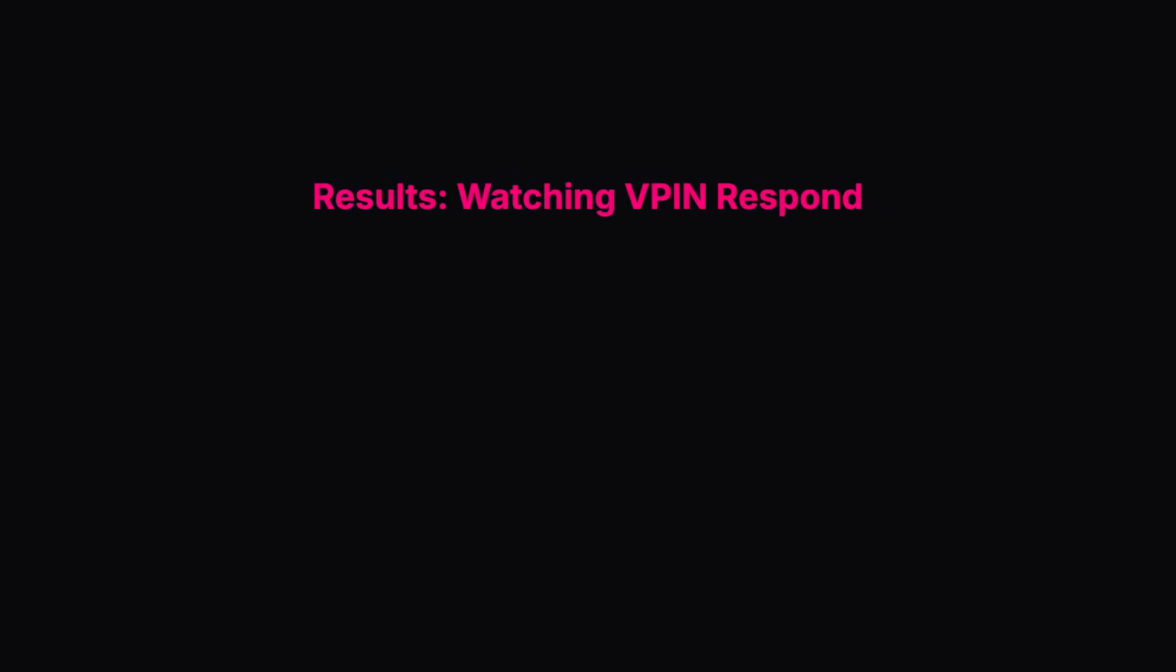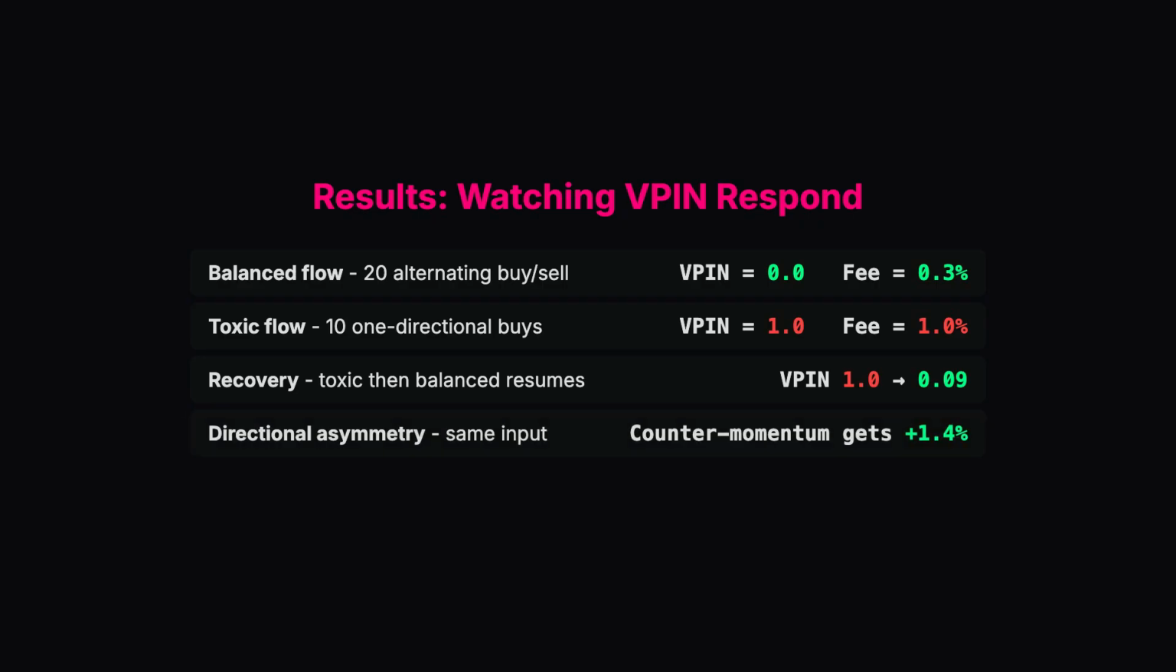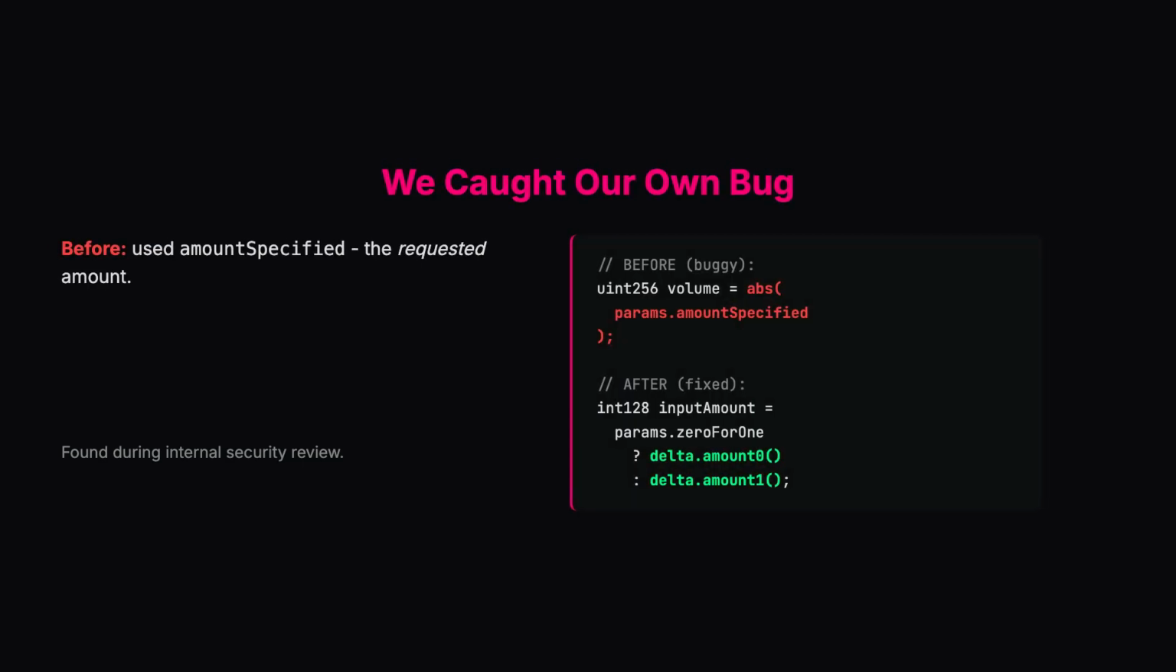The results are clean. Balanced flow. VPIN stays at 0, fees at the base 0.3%. Toxic flow. VPIN jumps to 1.0, fees climb to 1%. Recovery. After toxic flow, when balanced trading resumes, VPIN drops from 1.0 back to 0.09. And directional asymmetry. Counter-momentum swaps get 1.4% more output. All 10 tests passing. During our security review, we caught a real bug.